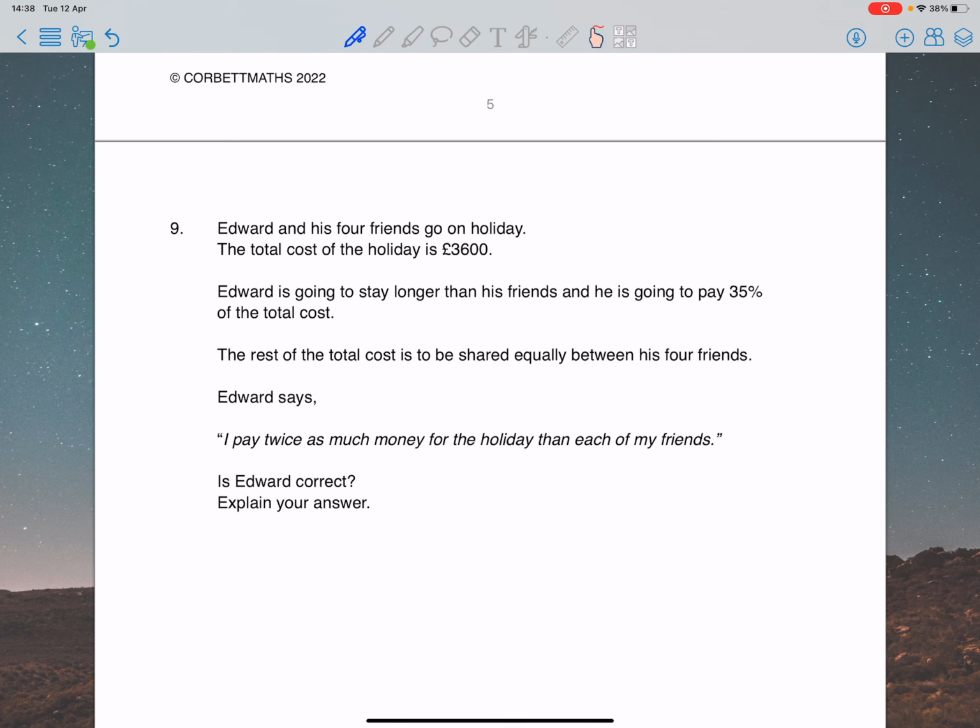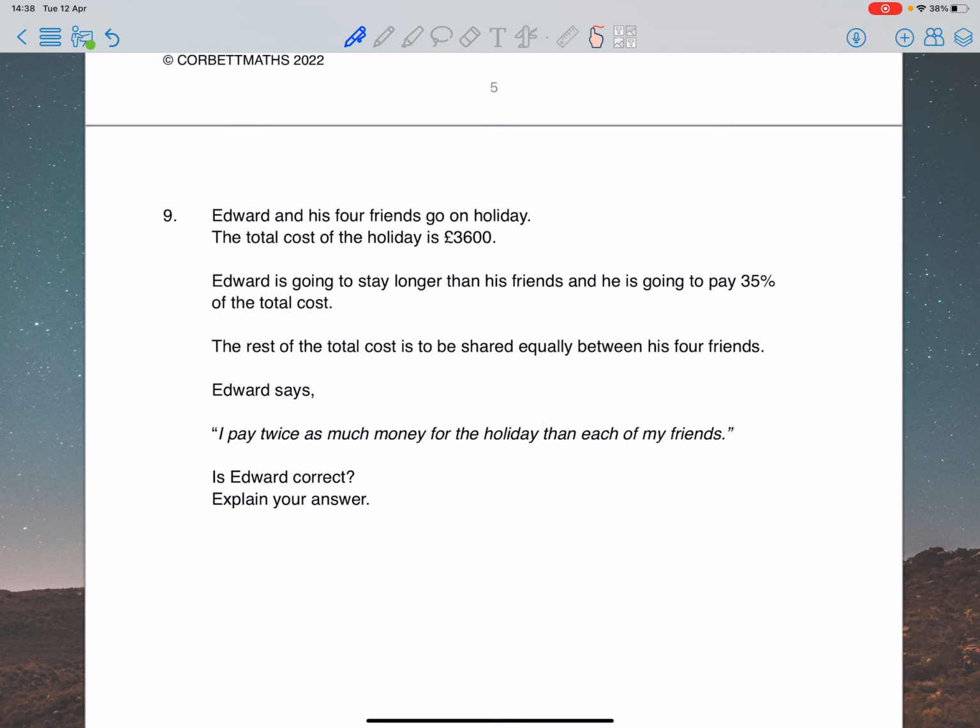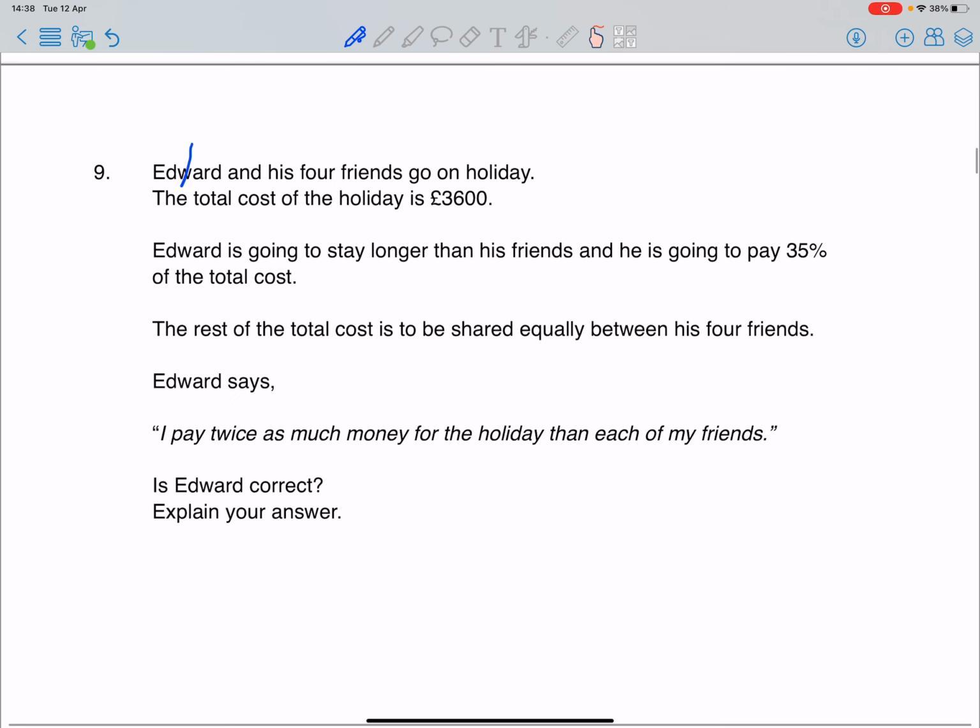The total cost of the holiday is £3,600. Edward is going to stay longer than his friends, and he's going to pay 35% of the total cost. Fair enough, you stay longer, you pay more. That's a fair way to do it, I guess, maybe to an extent. The rest of the total cost is to be shared equally between his 4 friends. Edward says, I pay twice as much money for the holiday than each of my friends. Is Edward correct? Well, let's find out.